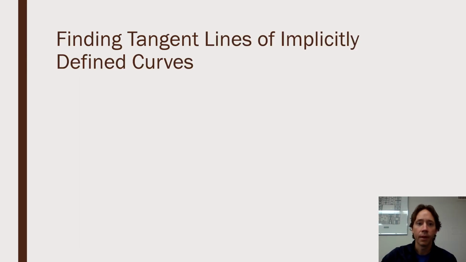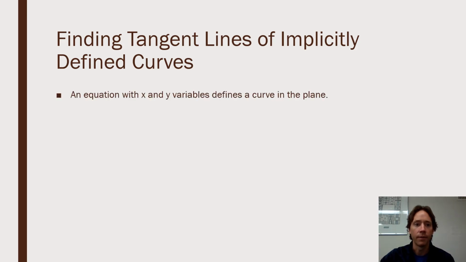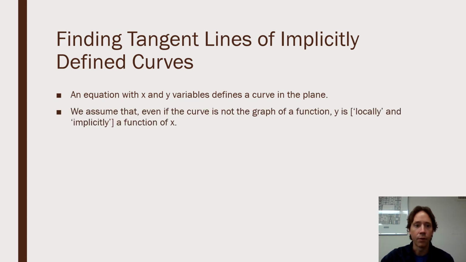Okay, so one thing we can do geometrically, we can find the tangent lines of a curve defined by an equation. So if you have an equation with x and y variables, it'll give you a curve in the plane in general. And even though that curve might not be the graph of a function, it might not satisfy the vertical line test, we can take a formal derivative and assume that y is a function of x, and maybe by just looking at one piece of the curve at a time.